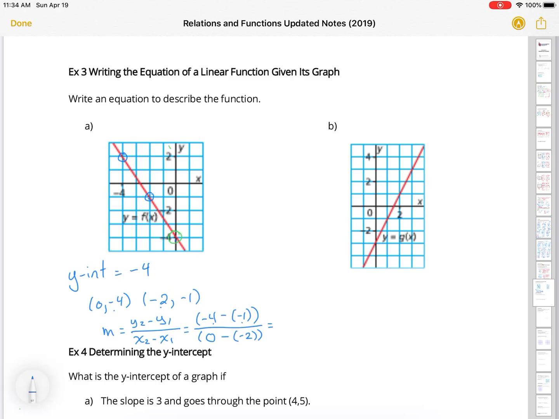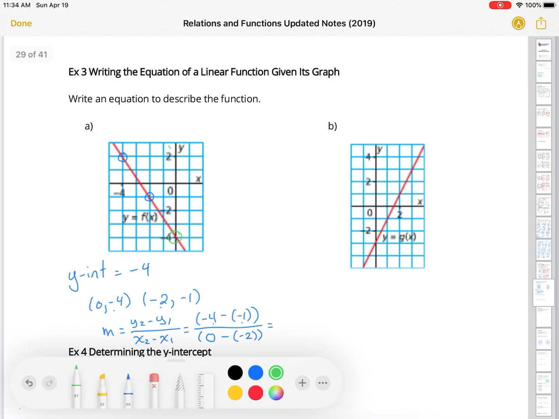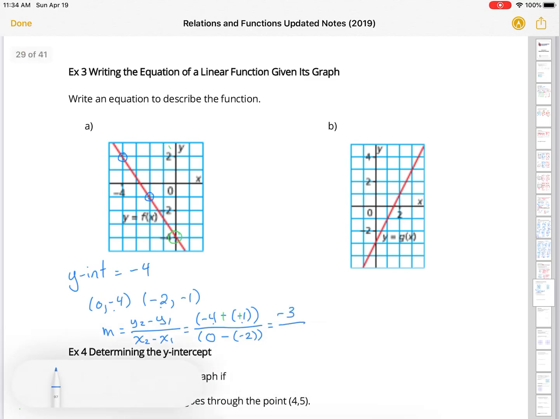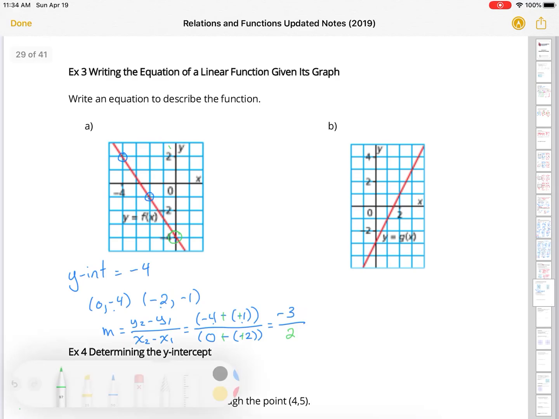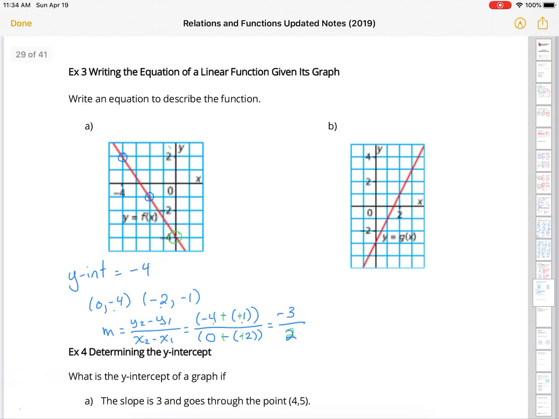And I'll get -4 minus a -1, which is the same as plus a positive, right? So -4 plus 1 is -3. And on the bottom, I also have a minus a negative. So 0 plus 2 is 2. I'll write that in blue. So that's our slope. And I'm just going to scroll up a little bit.